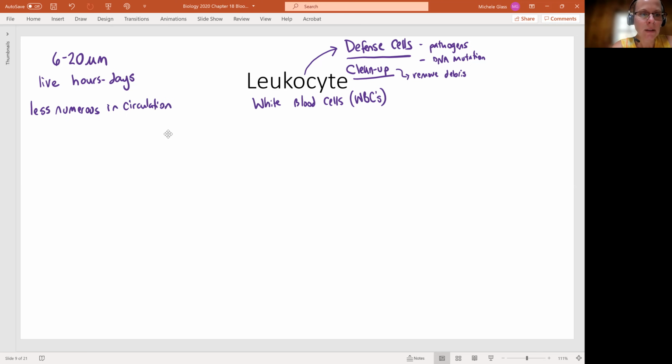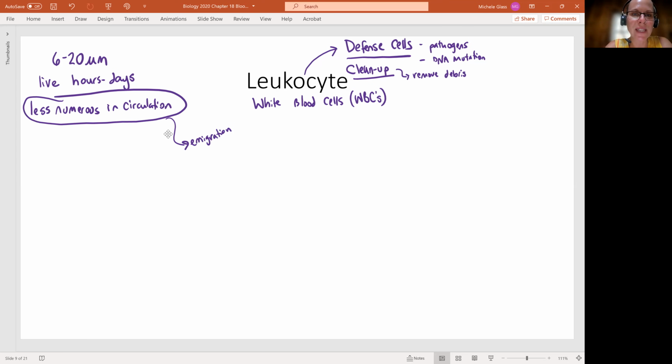And why is that? They're less numerous in circulation because they demonstrate a characteristic called either emigration. And notice that's emigration with an E, which is the leaving, not the arriving. Or we can use the term diapedesis. What both of these terms are talking about is that your white blood cells have this ability to squeeze through your capillary and actually leave your capillary. And so what this allows them to do is monitor other areas of your body.